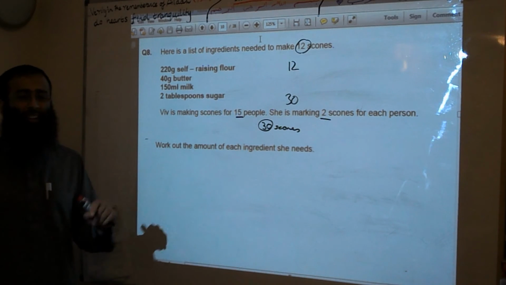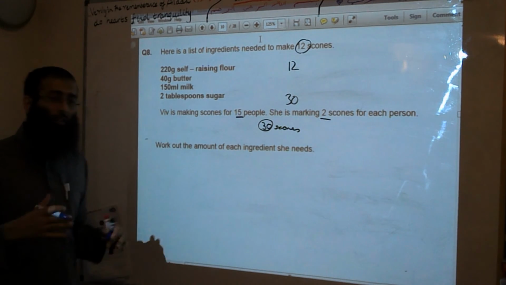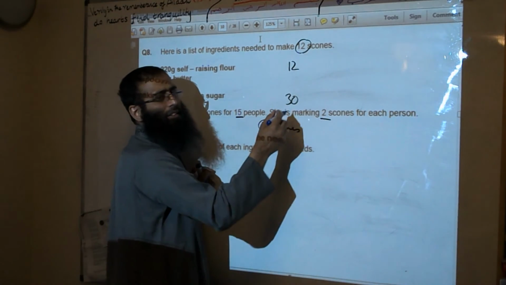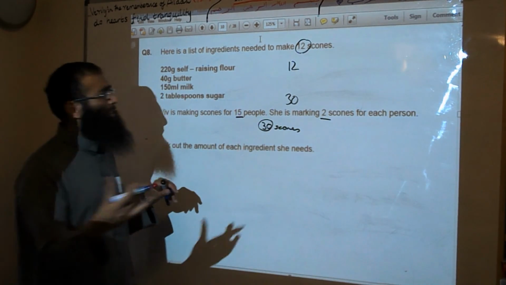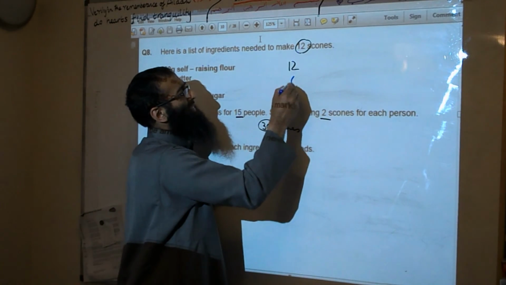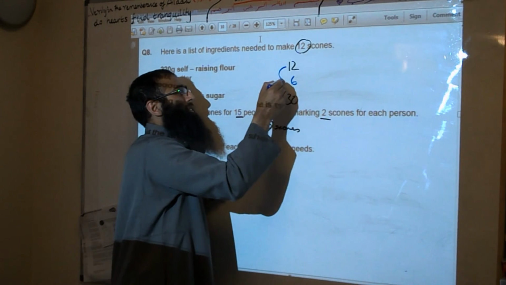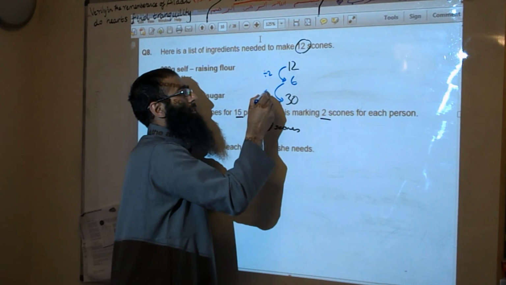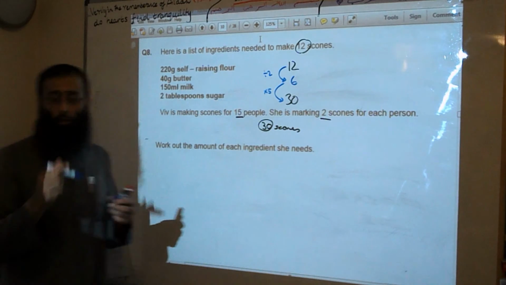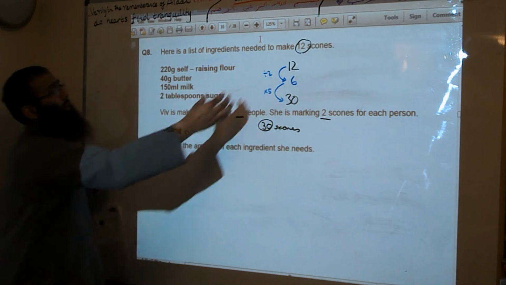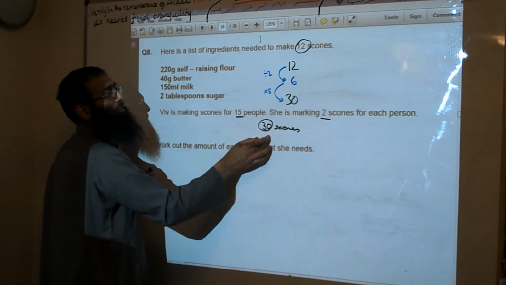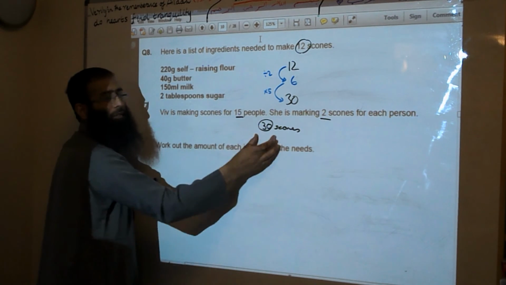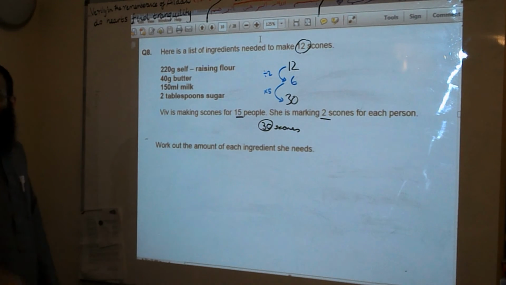Remember, ratio is about multiplying and dividing. We can do adding as part of some of the calculation, but normally, let's think of it like this. If I want to get from 12 to 30, if I double it, then I'll have to add something. I don't do that. Let's go from 12 to 6. How do you go from 12 to 6? Okay, and how do you go from 6 to 30? Times by 5. So, if we want to go from the ingredient for 12 scones to the ingredient for 30 scones, we can divide it by 2 and then times it by 5. That's one way of doing it.